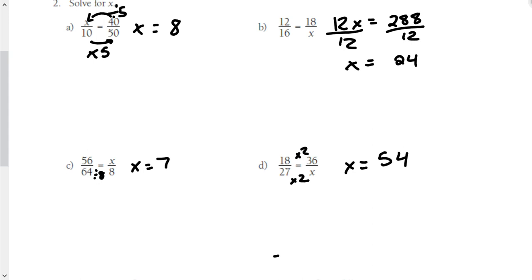So I made sure to have a few different ways to do it. For B, I did the proportional reasoning way. For C, I did equivalent fractions. And for D, I did equivalent fractions as well.